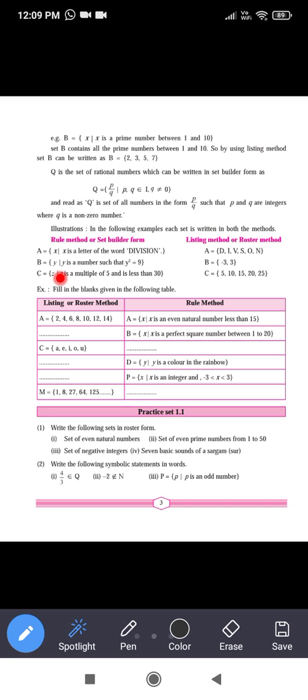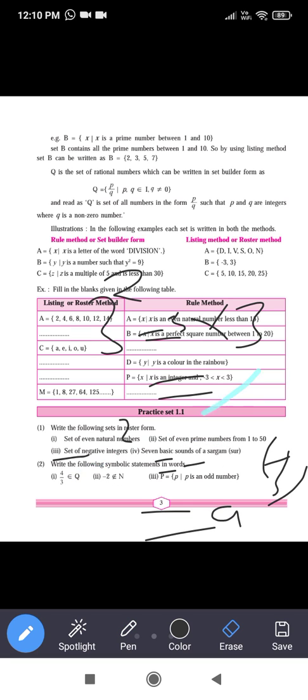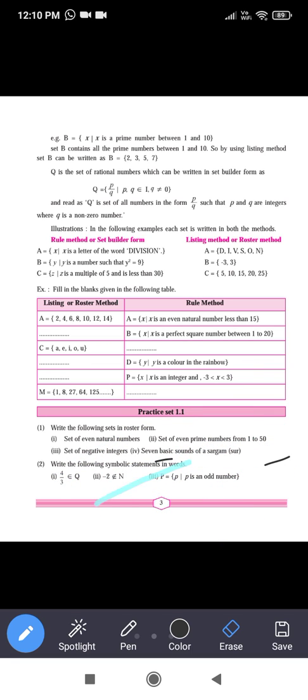Now see the B. Set B is the set of all y such that y is a number such that the square of y is equal to 9. So we know that the square of 3 is equal to 9. 3 into 3 is equal to 9. And the square of minus 3 is also 9. Okay, understood? Now its listing method is given alongside, listing method: -3 and 3.